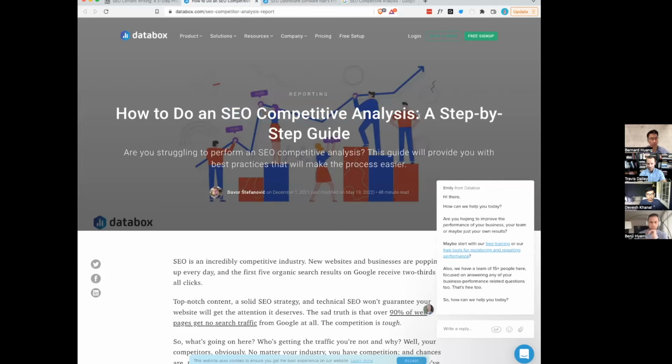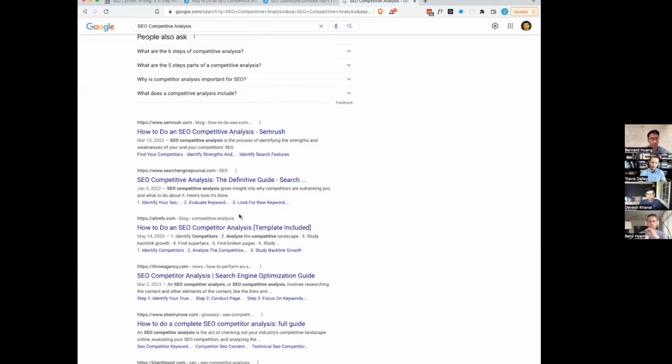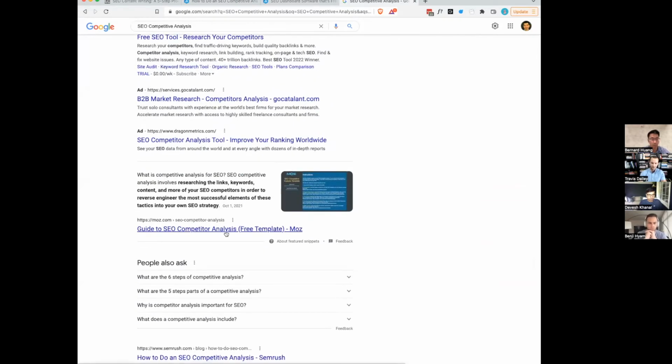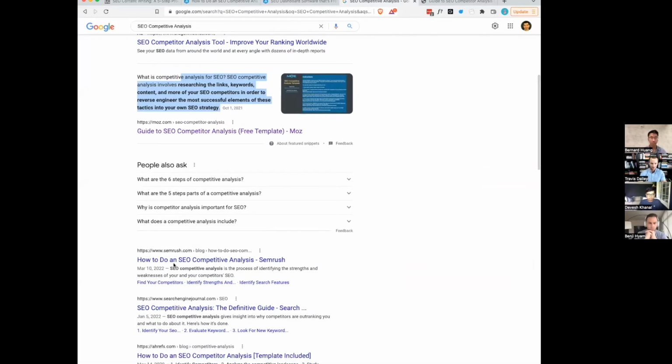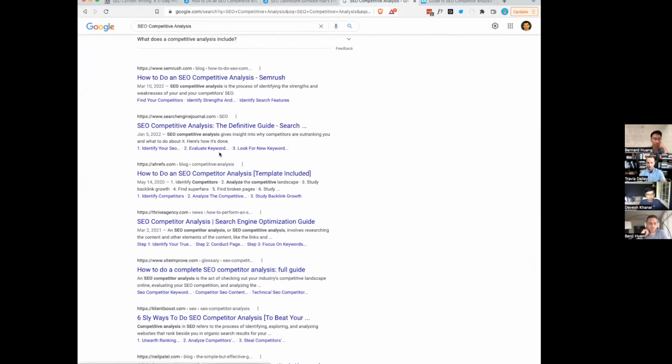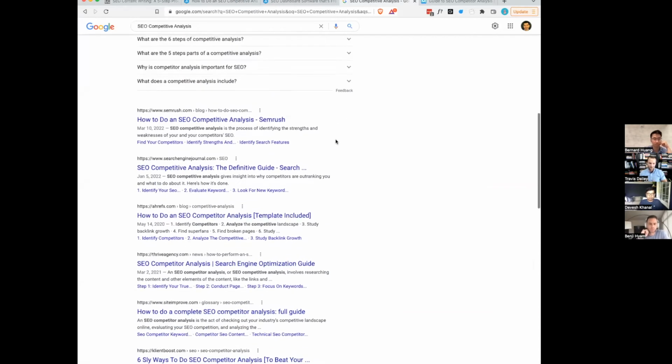Because the fact that someone's Googling SEO competitive analysis, just look at the SERP, Guide to SEO Competitor Analysis free template from Moz, right? So they're saying this is how to do it, how to do SEO competitive analysis from SEMrush, SEO competitive analysis definitive guide, Ahrefs, it just goes on and on. These are guides of how to do it.